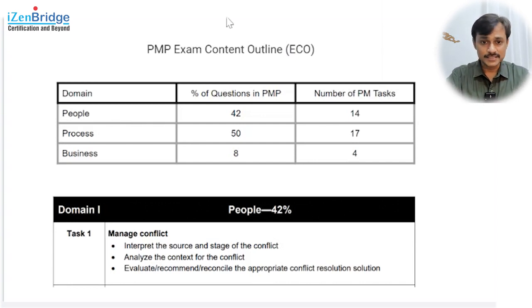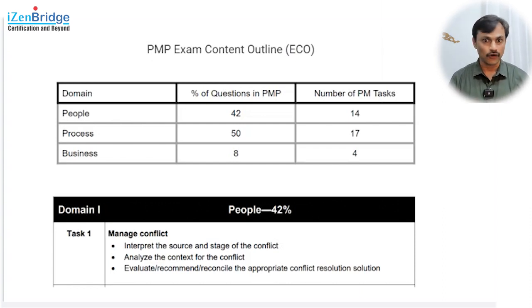I hope you can see something on the screen, and this is talking about how the PMP exam content outline has three domains: people, process, and business. Many times you are worried about 49 processes of PMBOK 6. I keep reminding, don't worry about them, worry about these 35 tasks more. We have already covered the 4 tasks associated to the business domain, which gives you 8% of your PMP exam questions. Now we are starting with the people domain.